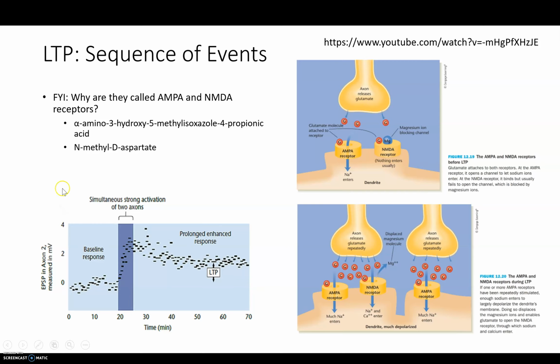Okay? Now, moving on to this figure here, you can see that here's kind of a baseline response. So these are EPSPs. This would be like figure 1, the baseline response, just small EPSPs. Then there's the simultaneous strong activation of 2 axons. This is that big stimulation event. And then afterwards, the EPSPs are of a greater magnitude. It's an enhanced response. This potentiation, or this enhancement of the EPSPs, is LTP, long-term potentiation.